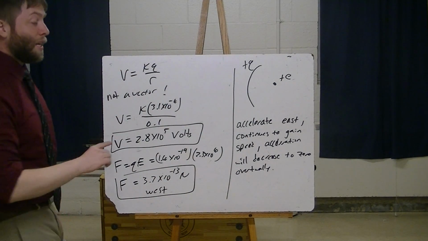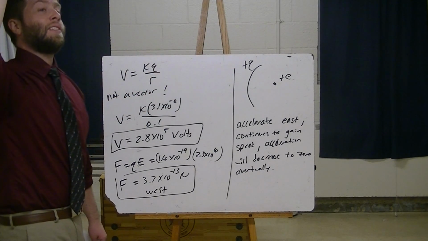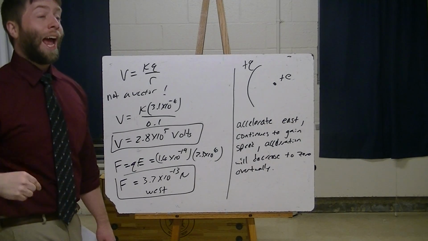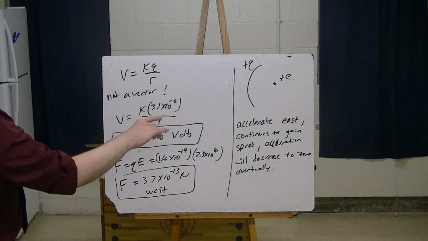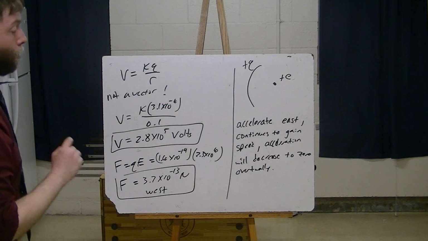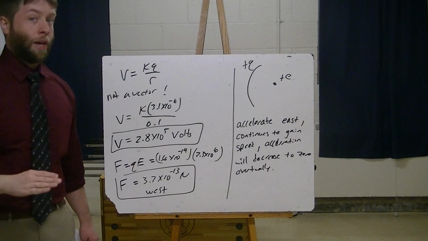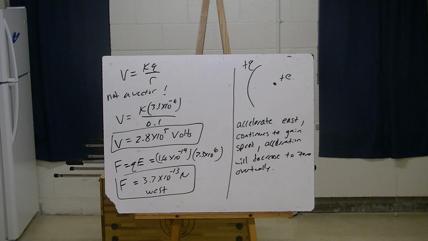So what you can say is that it's moving east and it's getting faster and faster, but the acceleration is tapering off. So it's getting faster and faster at a slower and slower rate. So accelerate east, continues to gain speed, acceleration will decrease to 0 eventually. But it is speeding up the entire time that it's moving east. Really think about that concept. Just because the force is decreasing, you still have an acceleration, so it is still gaining speed as it moves east.